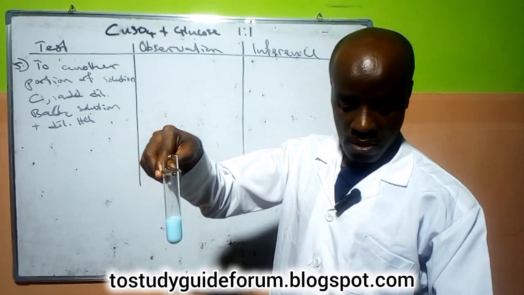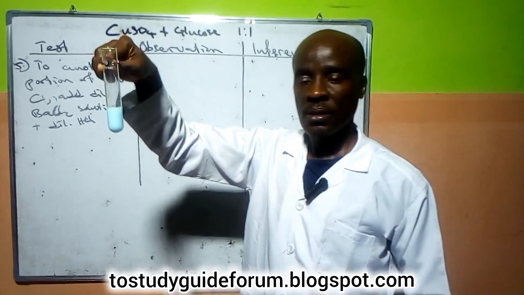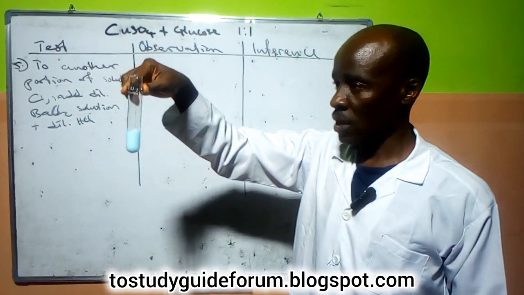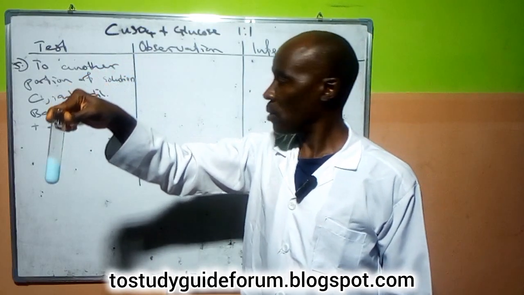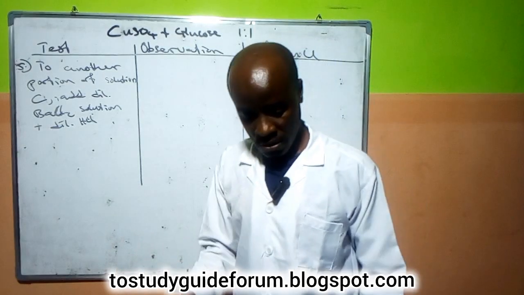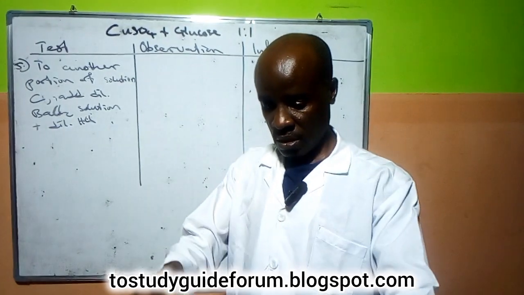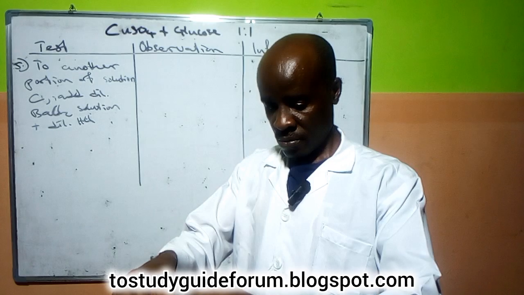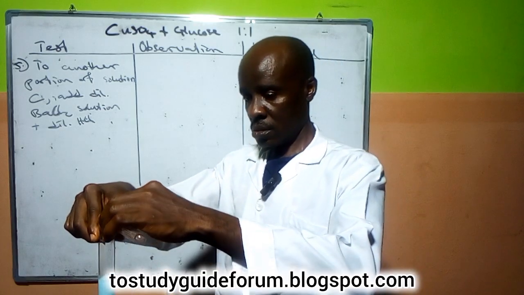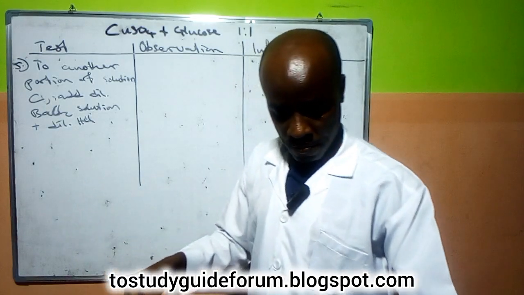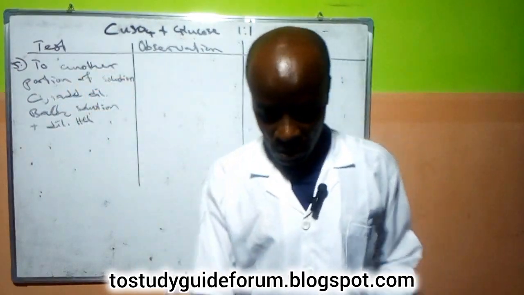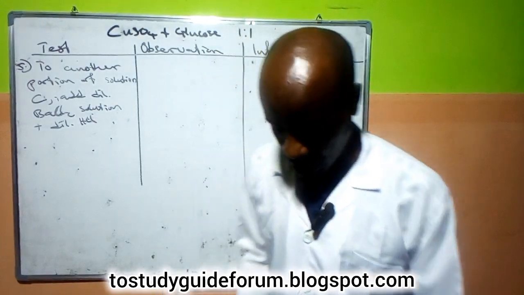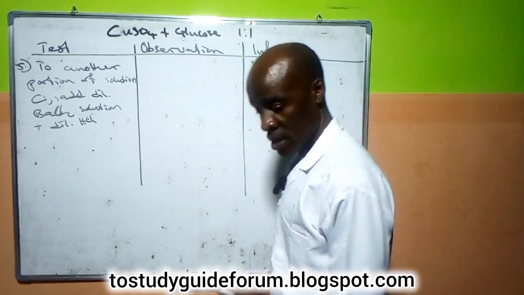We have a white precipitate. This one is more like a cloud, that's the precipitate. Then we add dilute hydrochloric acid. By adding dilute hydrochloric acid, let's see what we have. It is still insoluble.